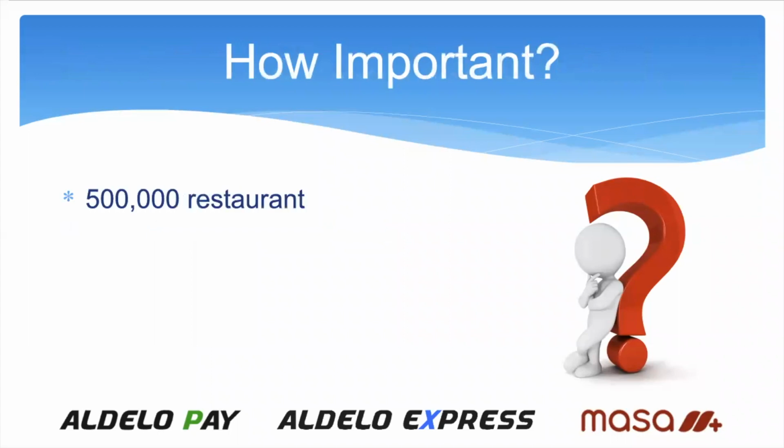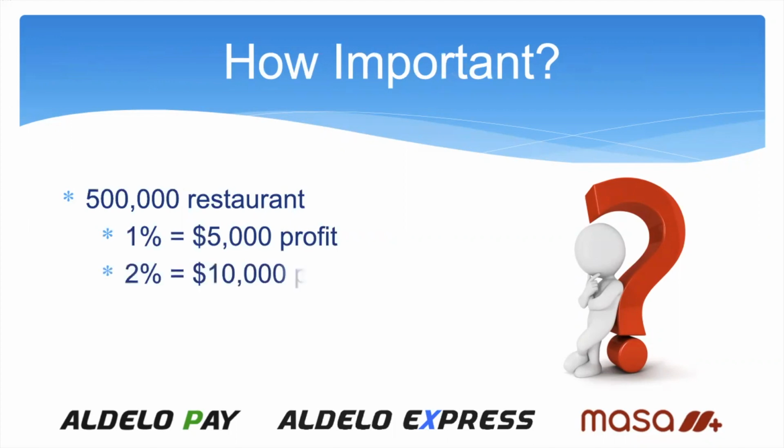So how important is it? Let's take just an average restaurant, $500,000. That's not huge. Now, this is not just credit card sales. This is total sales. So a $500,000 restaurant, if you were to reduce their labor by 1%, you're going to increase their profit by $5,000. 2% is $10,000, just quick math.